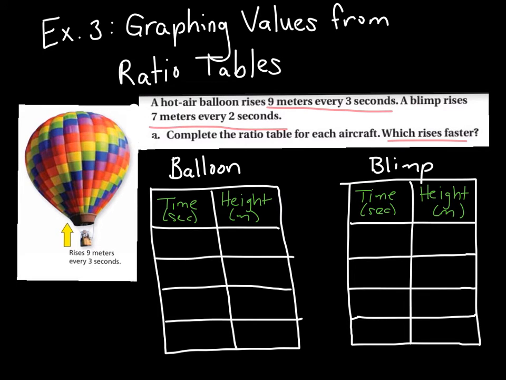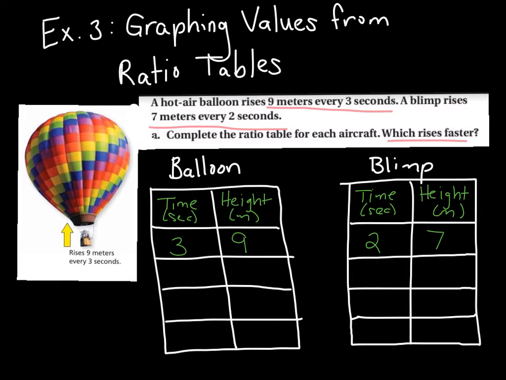So our ratio tables can look something like this, and we're going to compare time in seconds to height in meters in both of our tables, and the only one we really know for sure in each table is what they give us in the problem up here. So in the balloon, we know that the hot air balloon is rising 9 meters every 3 seconds, and then in the blimp, we know that it is rising 7 meters every 2 seconds, and then we're going to be on our own to figure the rest out.